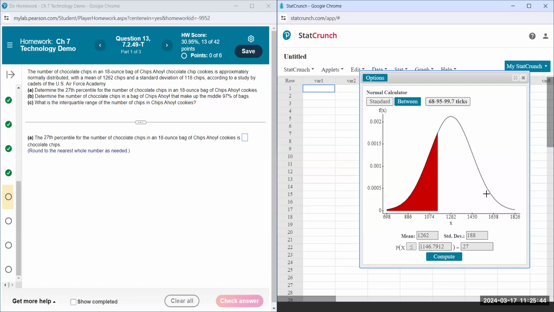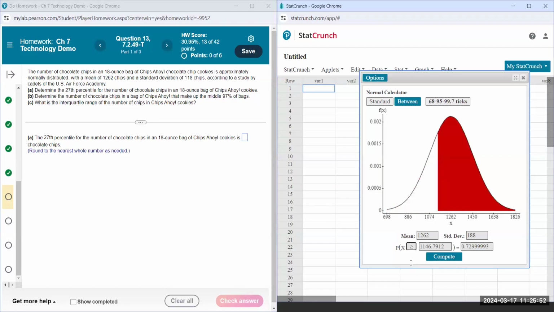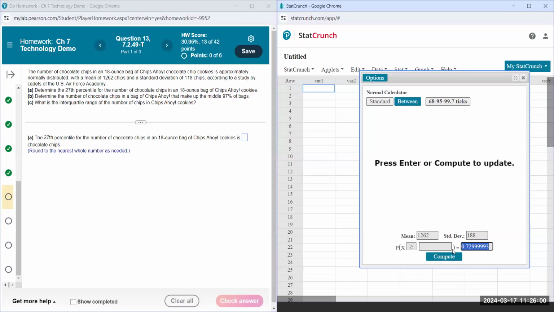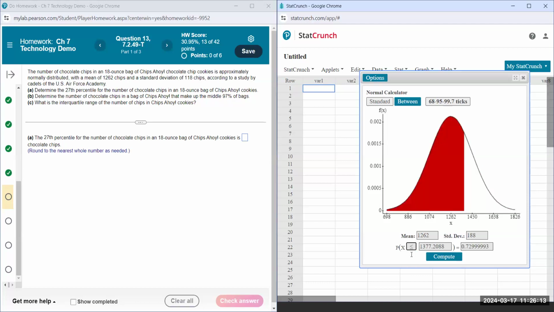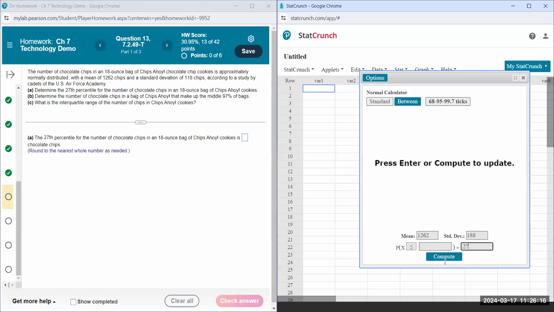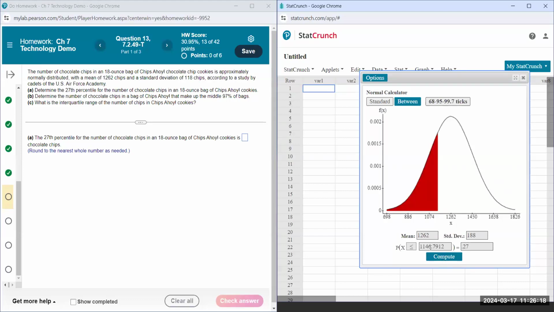Otherwise, it's going to show the 27th will be over here. So, which is if you do greater than. Oh, I don't know if it would make a difference. Let me see. Let me change that one. If I did the 27th here... Yeah, see how it's doing the 27th over here? That's more than 50% technically, right? So make sure it's to the left. These will always be left-hand side if you want the 27th percentile.